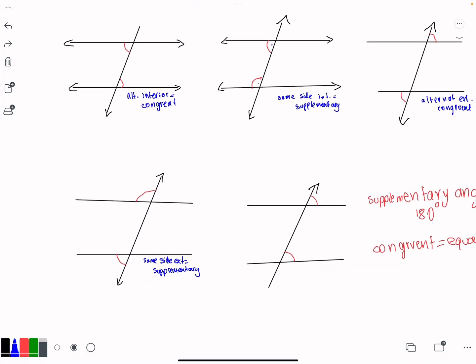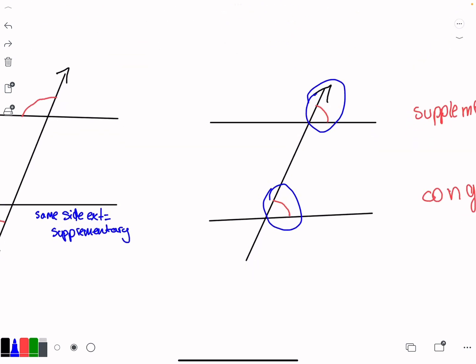Okay, this last one. These 2 are on the same side, but one is on the outside of the parallel lines and one is on the inside of the parallel lines. But they have the same exact placement. Each one is on top of the first line. This can only mean one thing. These 2 are corresponding angles, which means they're congruent. Basically, corresponding means they're the same in everything, including the angle area and the angle value. So corresponding angles are always going to be equal.